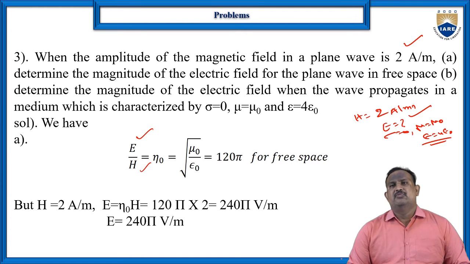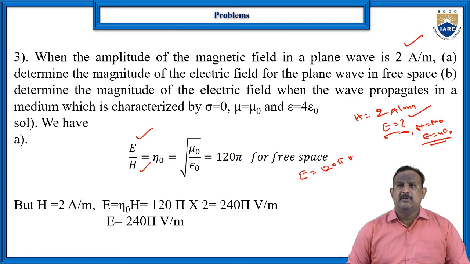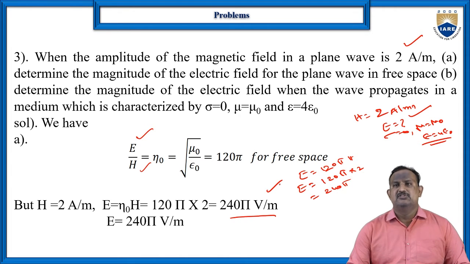So which is equal to 120 pi. Therefore E by H equal to 120 pi. So from this we can find out the electric field intensity E. E is equal to 120 pi into H. H is already given as 2 ampere per meter. Therefore, electric field intensity E is equal to 120 pi into 2, which is 240 pi volts per meter.